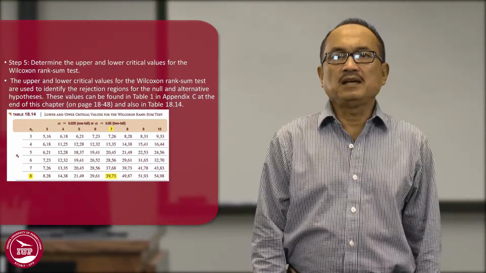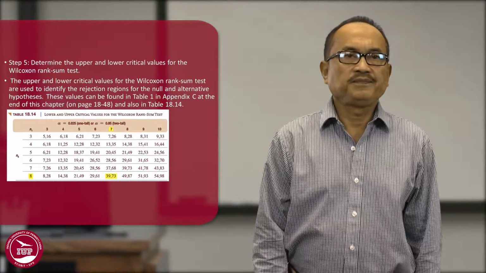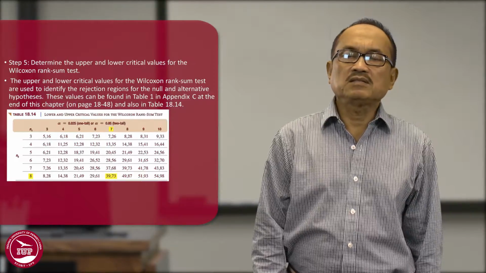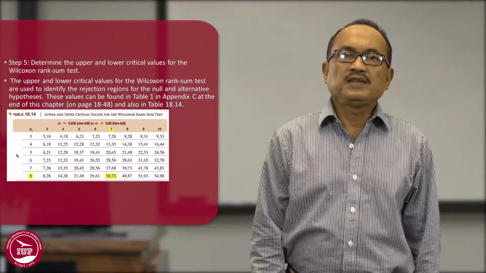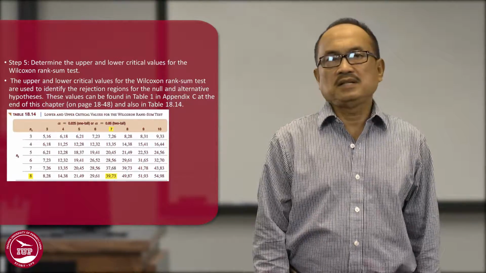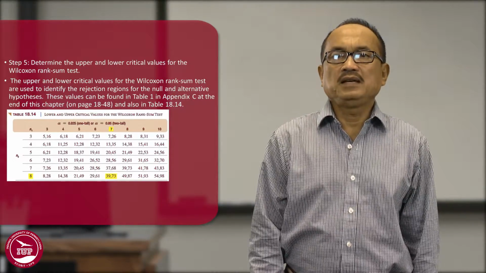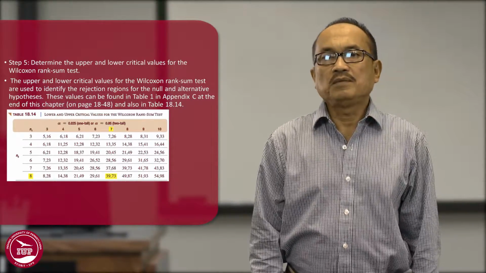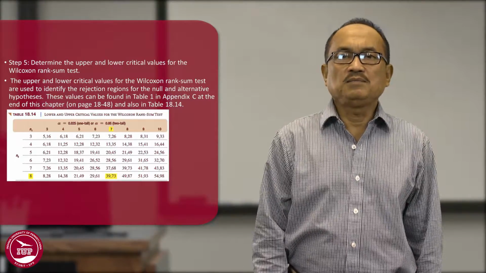Determine the upper and lower critical values for the Wilcoxon rank sum test. The upper and lower critical values for the Wilcoxon rank sum test are used to identify the rejection region for the null and alternative hypothesis. These values can be found in Table 1 in Appendix C at the end of this chapter on page 18.48 and also in Table 18.14.